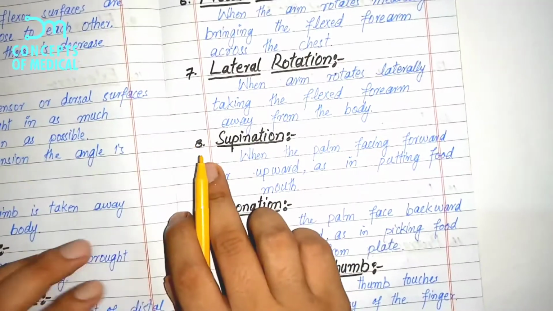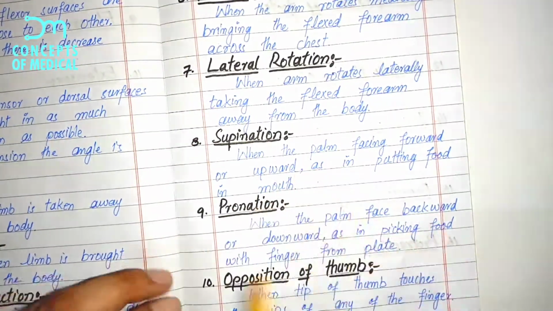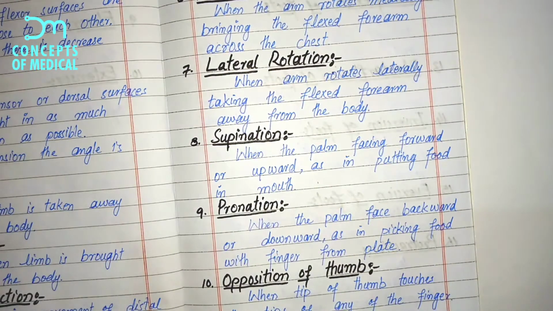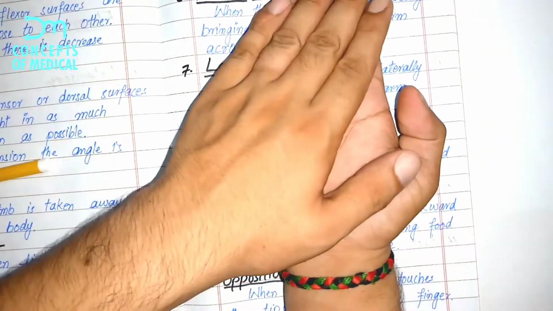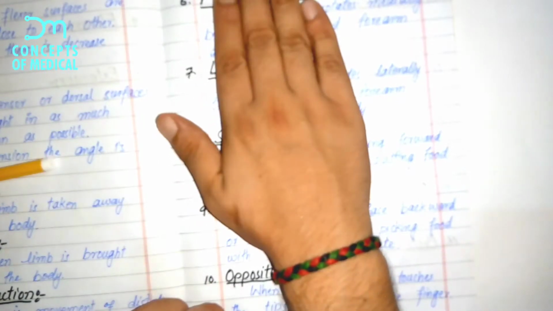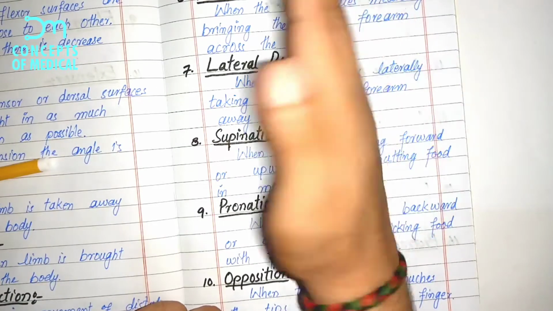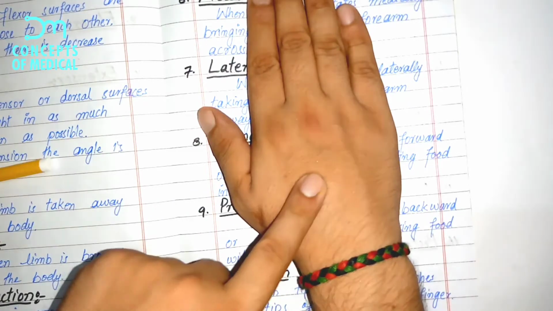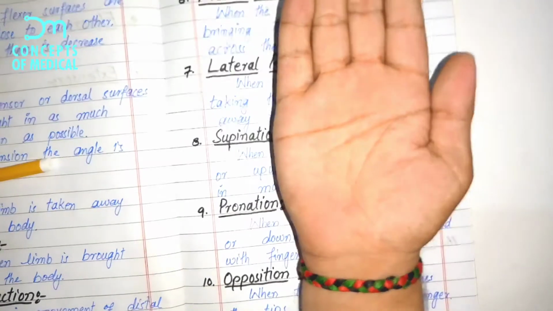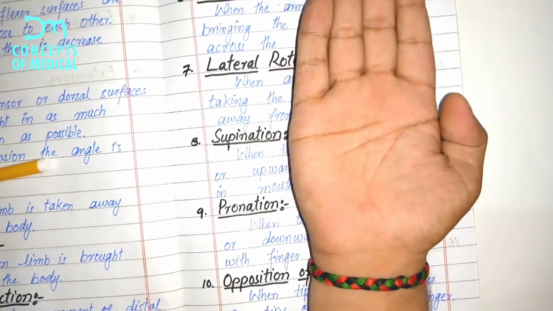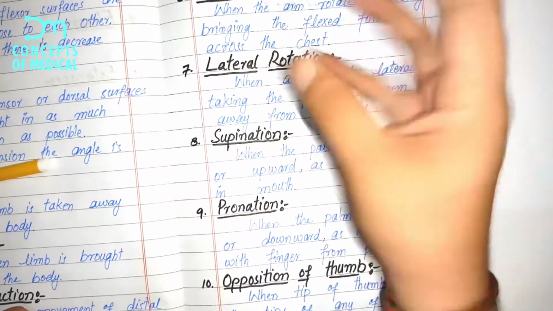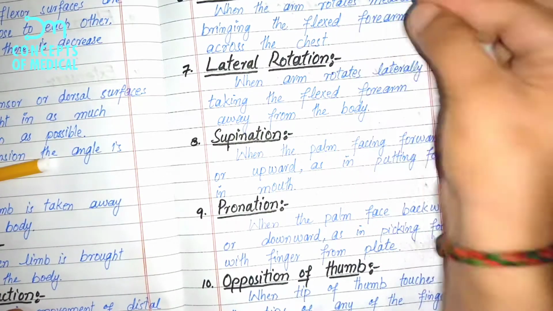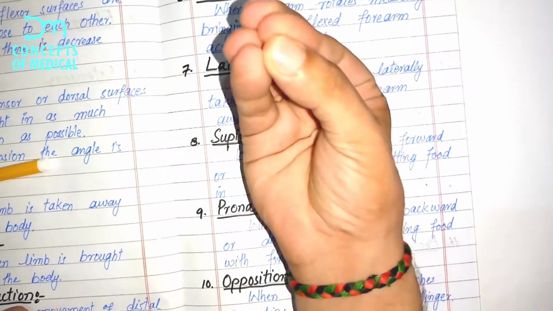The eighth term here is supination. It is when the palm faces forward or upward, as in putting food in the mouth. It means here this is my hand, right? So this is the supine position. This is prone. So it is supination when I am moving my hand from the prone position to the supine position, as when we take food from the plate to the mouth.